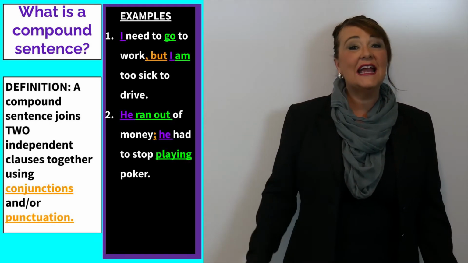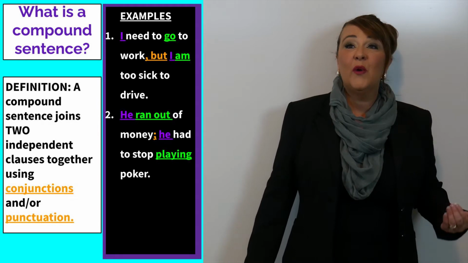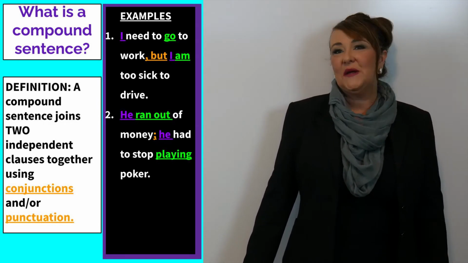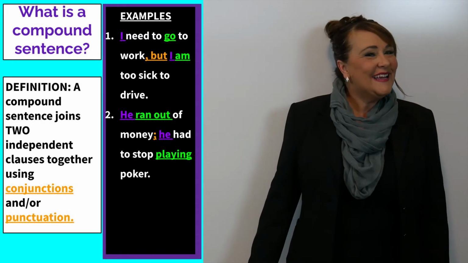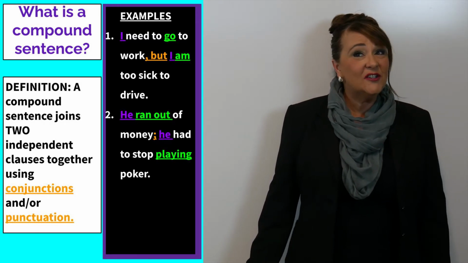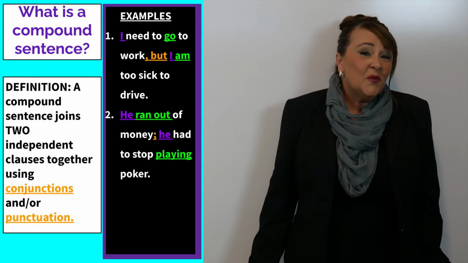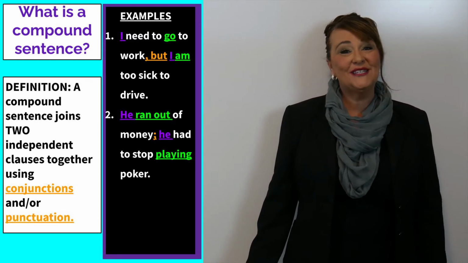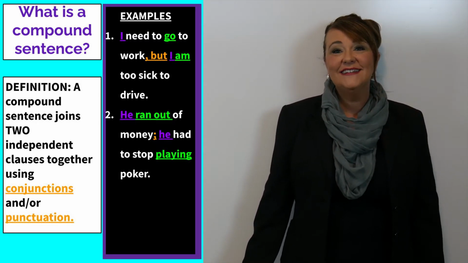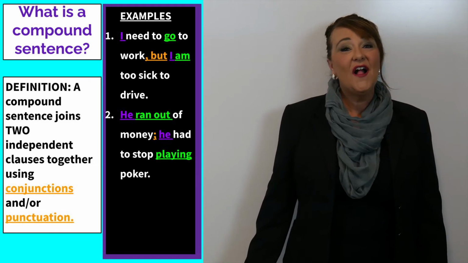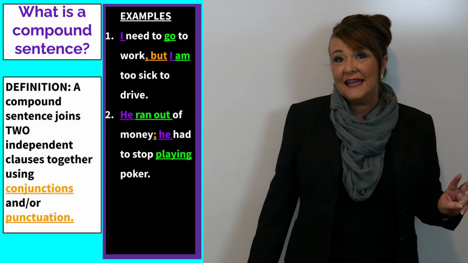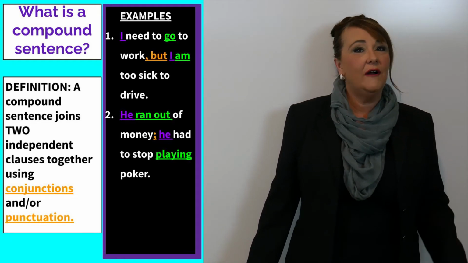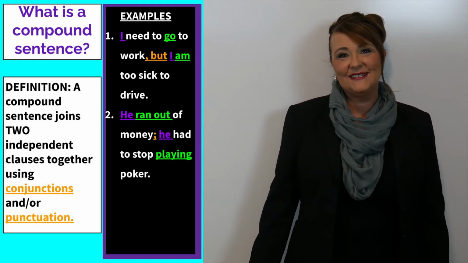Let's look at the second example. "He ran out of money, so he had to stop playing poker." Again, you see how that sentence is really like 2 simple sentences joined together. There are 2 subjects and 2 predicates in each of these compound sentences.